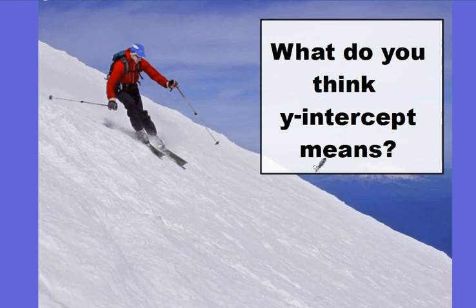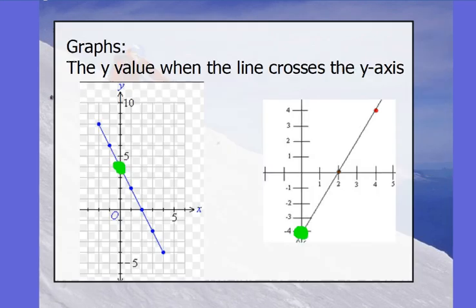Alright, here I want to ask, what do you think y-intercept means? So what y-intercept means is simply the y value when the line crosses the y-axis. Okay, so we have the y-axis, and this line crosses the y-axis at 4. Okay, so the y value is 4.